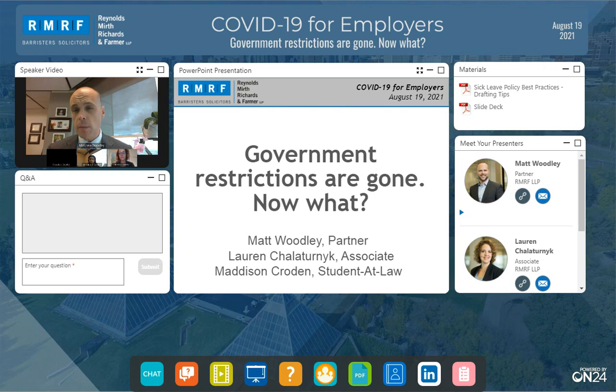And what that means from an employment perspective is that they will not be prohibited by law from coming into the workplace. And for the past 18 months of the pandemic, of course, employers could rely on the fact that there was a legal requirement for individuals to self-isolate in particular circumstances, and it really was beyond the control of the employer to deal with those situations.